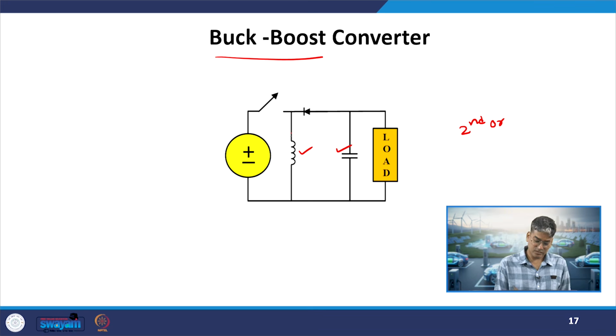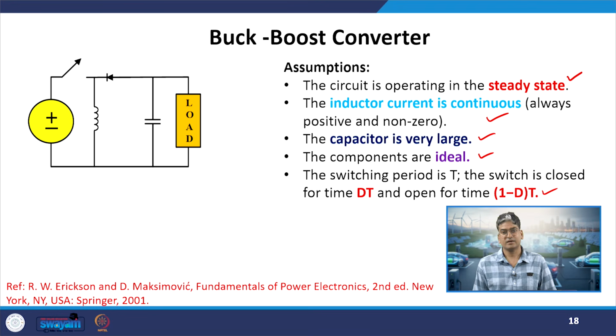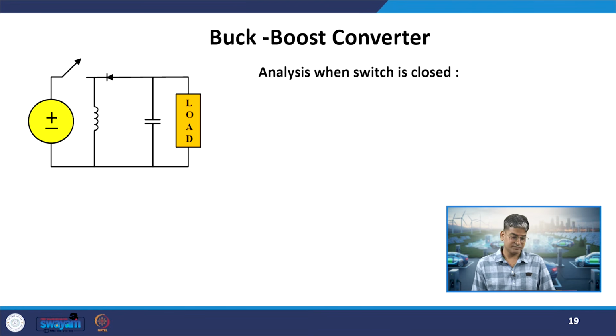And if I see what is the change from the previous case, again the arrangement of my switch, diode and the 4 elements available with us, their positions are changed. Proceeding with the same assumptions, we are operating in the steady state, inductor current is continuous, capacitor is large, components are ideal, and my switch is also ideal, that is, it turns on for dT time and turns off for (1 minus d)T time.